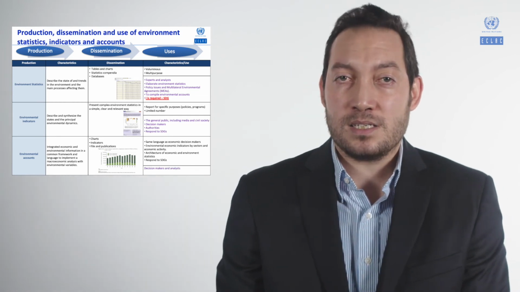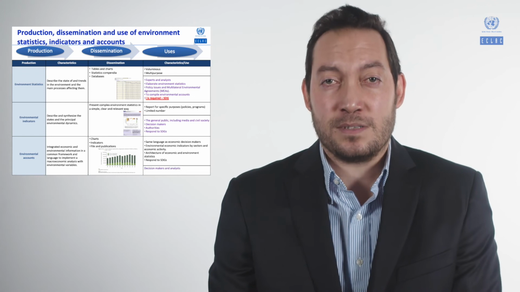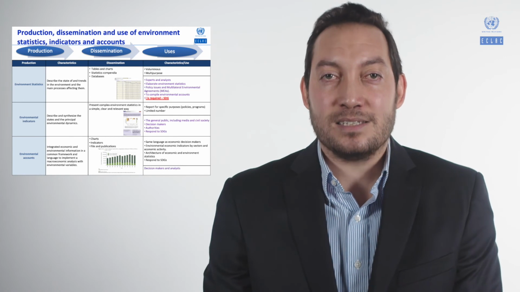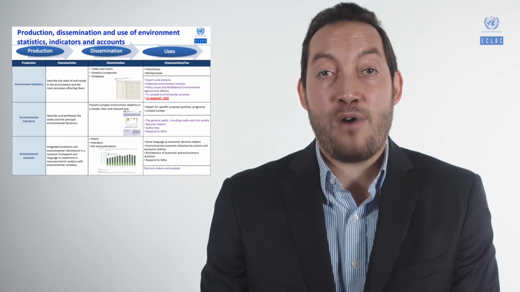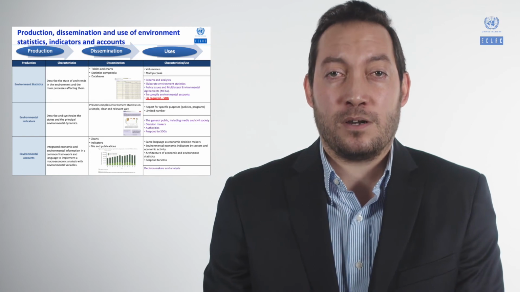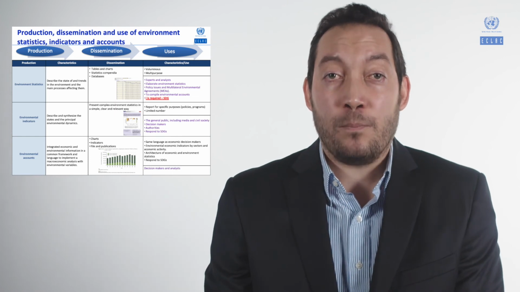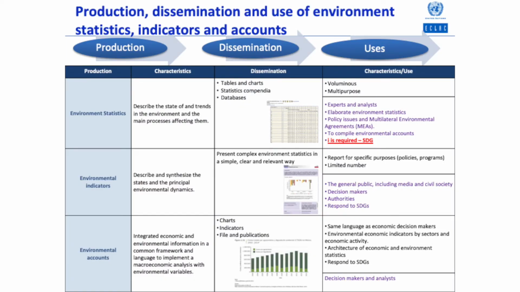For example, statistics have as a primary element their characteristics that are highly voluminous and multipurpose, and are directed to experts and analysis to prepare reports of the state of the environment, policy reports, and multilateral agreements. They serve to compile different aspects of environmental accounts and are required to build indicators. For example, the environmental indicators of the SDG framework are presented, as we had already said, in the form of tables. Statistical compendia are databases.